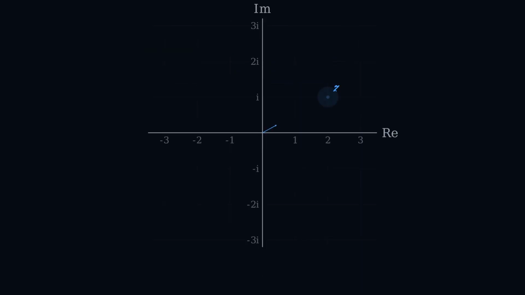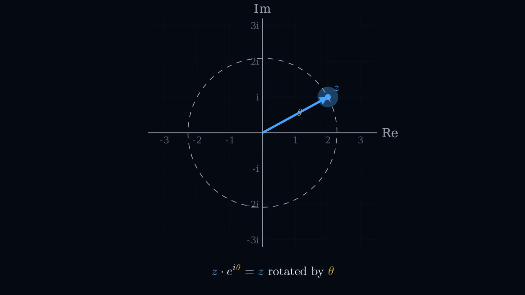Multiplying a complex number by e to the i theta rotates it, by angle theta, around the origin, and it doesn't change how far it is from the origin. If z equals x plus iy is a point in the plane, then z times e to the i theta is just z, rotated counterclockwise by theta. That's the whole trick. Rotation, a geometric thing, something you'd normally reach for a protractor to do, becomes ordinary multiplication.